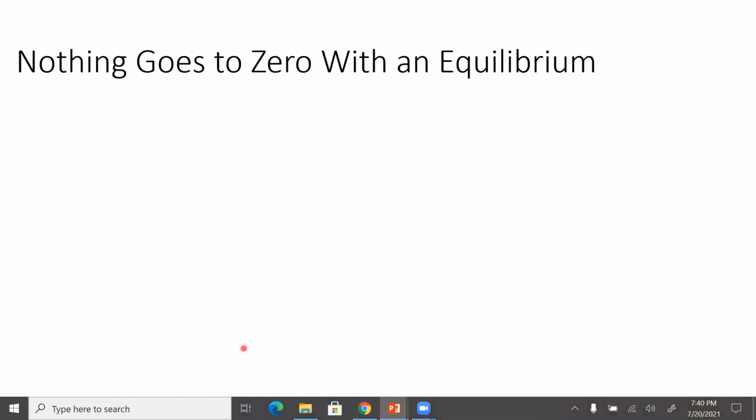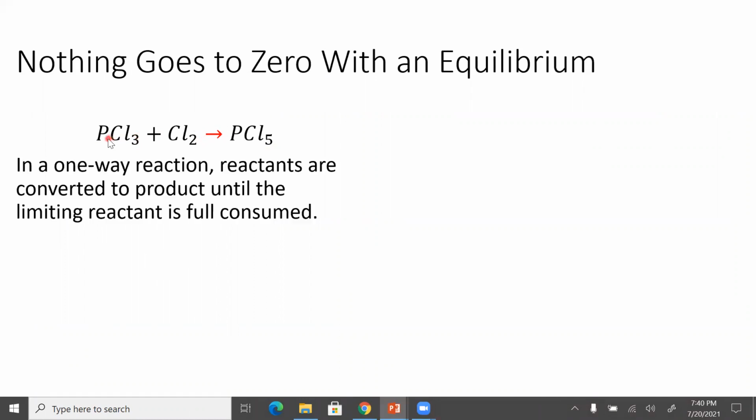So essentially that means that when we have a reversible reaction at equilibrium, we don't run out of anything. So let's say that we have phosphorus trichloride and we react it with chlorine, and we're going to produce phosphorus pentachloride. Now the arrow's going in one direction. That's essentially saying that this reaction is going to go to completion. It's going to continue until one of the reactants, the limiting reactant, runs out.